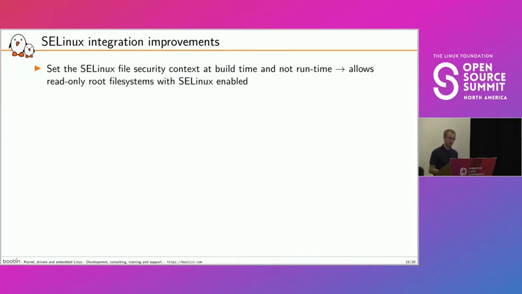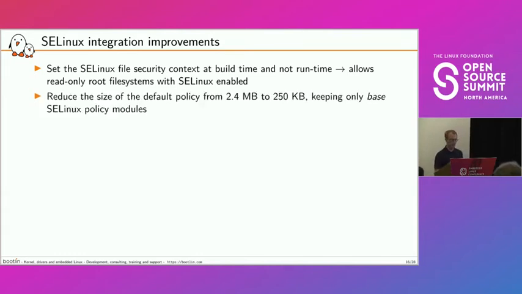Also security related, there's been quite a bit of work related to SELinux integration because some of our users deploy Buildroot-based systems in critical environments where SELinux is mandatory. So here are some of the improvements we've made. First, we've made it possible to set the SELinux file security context at build time and not runtime. Until then, it was necessary to do a first boot to set the context of all the files in the file system at boot time, which obviously prevents a read-only root file system and is anyway not really good. So now we do that at build time as part of the build process. So it's much, much better.